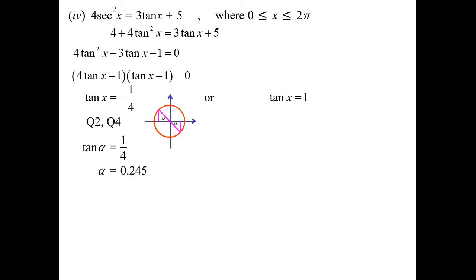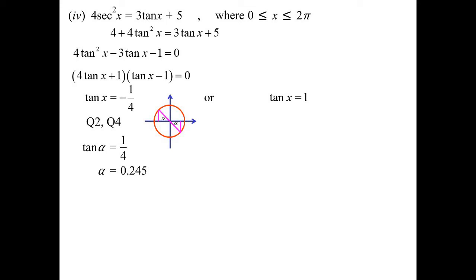Here's one where we use our trig identities. So we change our sec squared to be 1 plus tan squared. And again, we get a quadratic, factorises nicely. So tan's negative 1/4 or 1. This one's going to have a bit more work involved. So let's do the negative 1/4, second quadrant or fourth quadrant. The acute angle is 1/4.